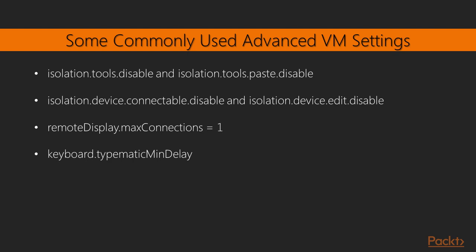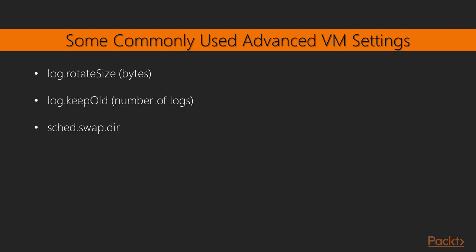We looked at keyboard.typematic.minDelay already. The log.rotateSize and the log.keepOld are interesting as well. So this is for the virtual machine logs. If you are logging, you set the size of this log. It's stored in the same directory as your configuration file. You can change it. There is another VM setting, I believe it is log.fileName or log.swapdir, you can set it to actually log to a separate directory. And then log.keepOld is the number of logs, so it'll keep 3 or 4 logs. I believe the default setting is to keep 6 logs and then rotate, basically.